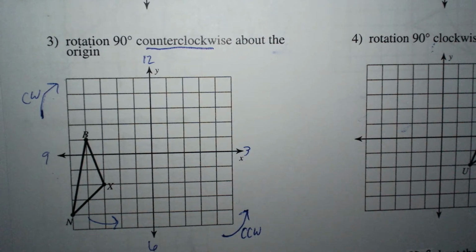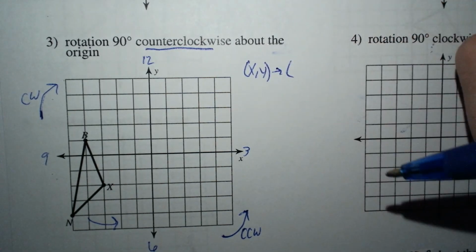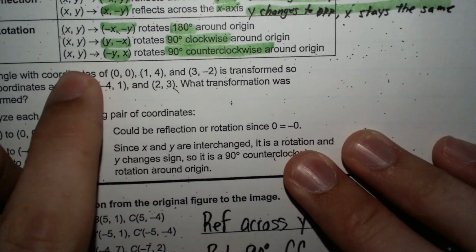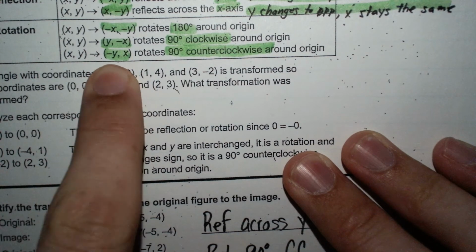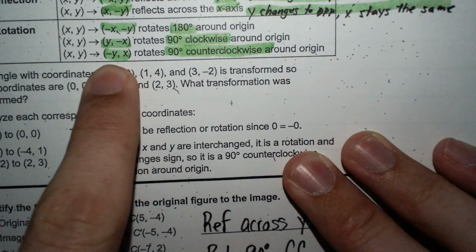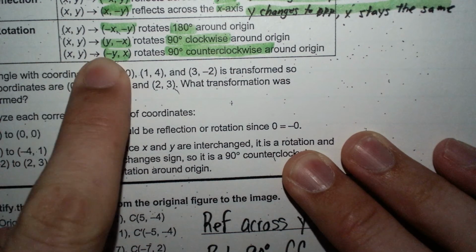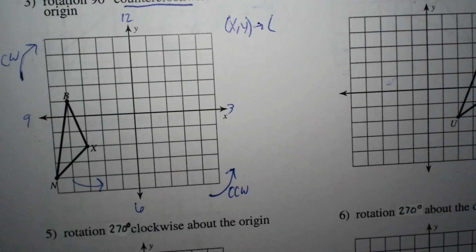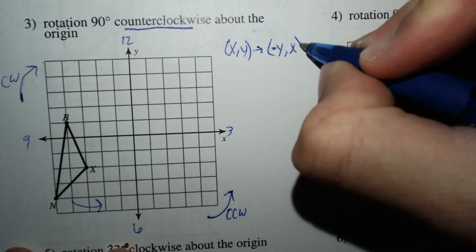Okay, so let's look at that. You've got x, y, and the rule, again, looking at our handy-dandy table here, says (x, y) to (negative y, x). Yes, negative y. Your y is going to become your first coordinate here. It's still going to be plotted as if it was your x. But whatever was your y there is going to become your new x, and you're going to make it the opposite when it goes counterclockwise. So let's look at that. (x, y) to (negative y, x).